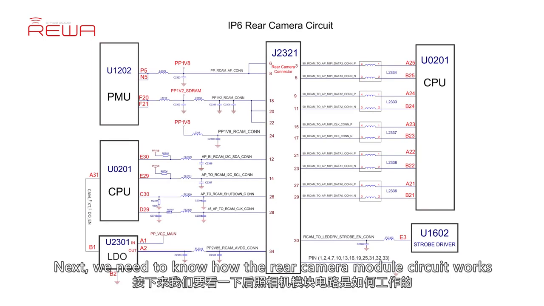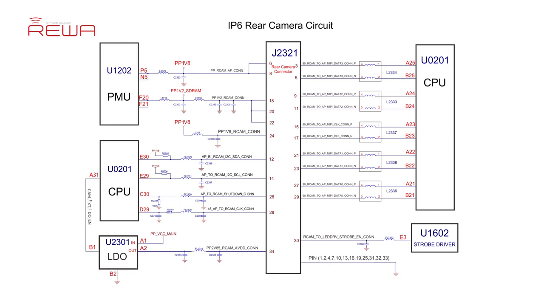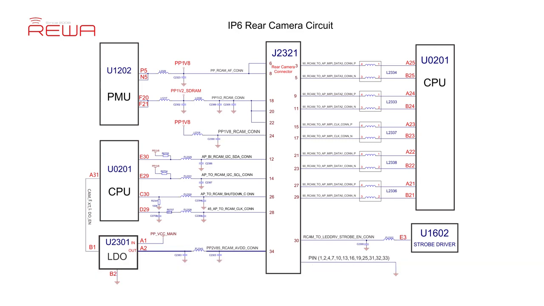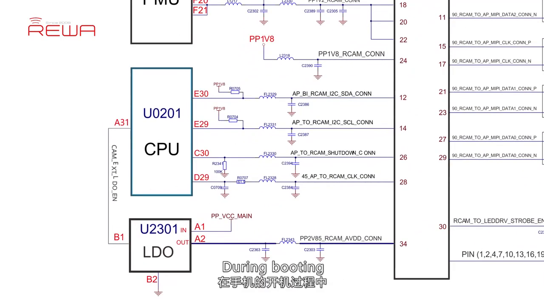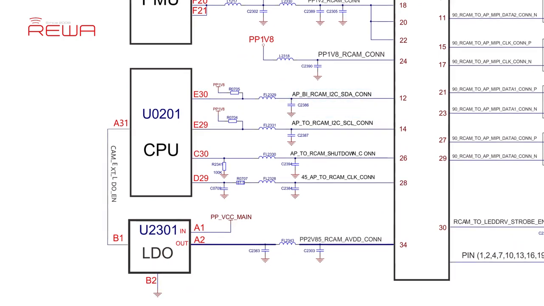Next, we need to know how the rear camera module circuit works. To enable the camera, the following factors are required: power supply, clock signal, data signal, control signal, and enable signal. During booting, the CPU will initialize self-inspection of the rear camera module via the I2C bus.